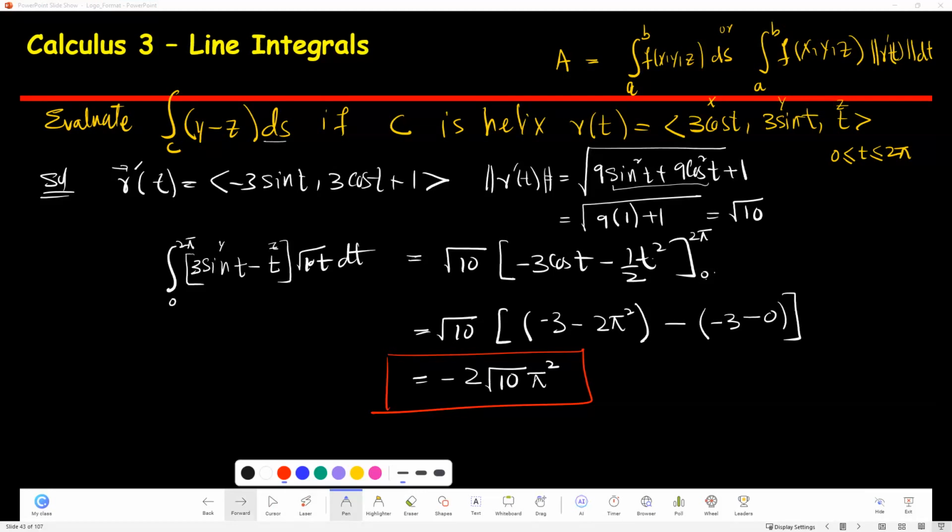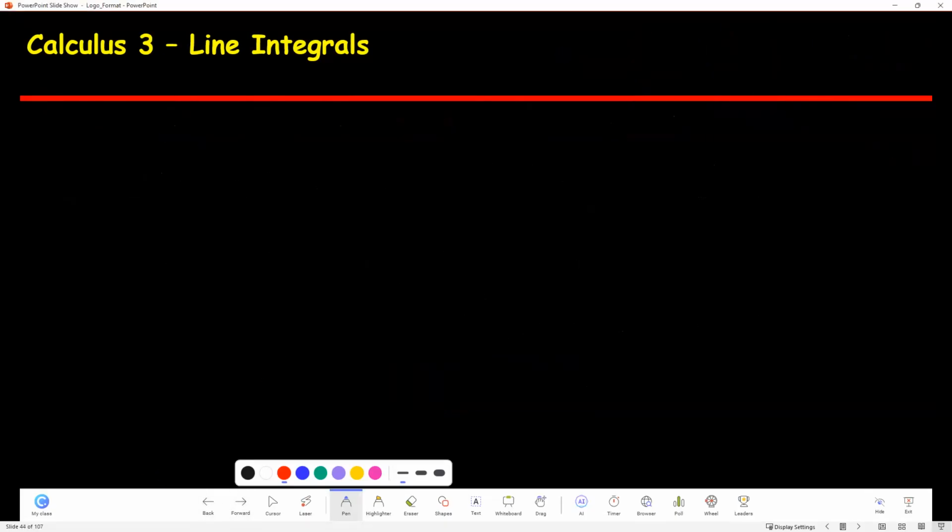Let's do one problem real quick for the line integral over a vector field. So all I can do here is just write 3 common.